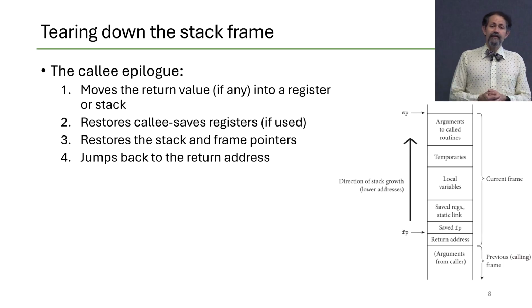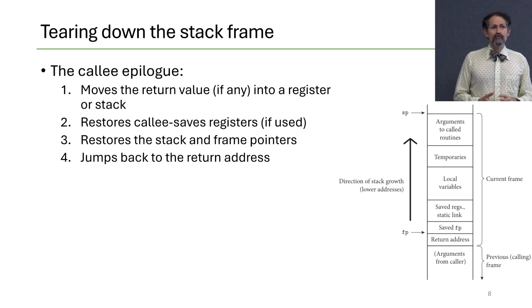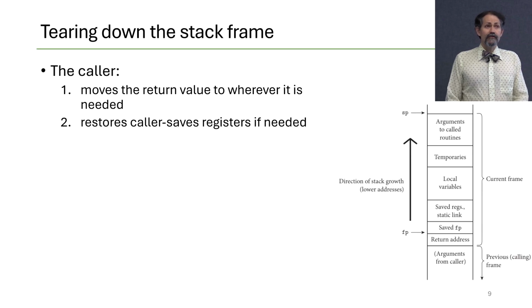We then run the function, and at the end of the function, there's an epilogue. This epilogue will move the return value, if there is a return value, into a register or into the space dedicated for it in the stack. We'll restore any of the callee saves registers that we used, and then we'll restore the stack and the frame pointers to what they were before the call. Finally, that gets us to the place where we can jump back to the return address. Finally, in the caller, we'll move the return value to wherever it's needed, and we'll restore our own caller saves registers, again, if we need the values they held before the call.